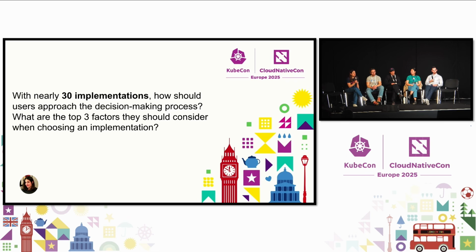All right, so with nearly 30 implementations, how should users approach the decision-making process? What are the top 3 factors they should consider when choosing an implementation?